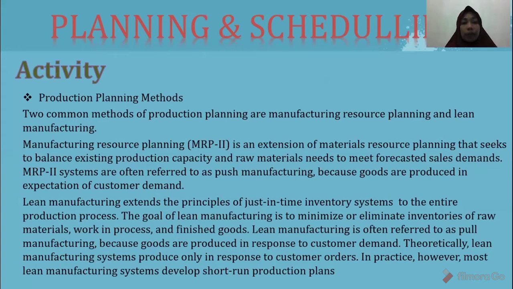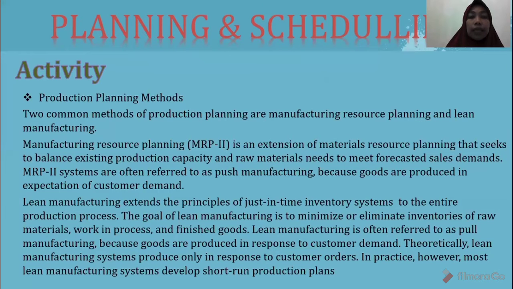Production planning methods. The common methods of production planning are manufacturing resource planning and lean manufacturing. Manufacturing resource planning is an extension of material resource planning that seeks to balance existing product capacity and raw material need to meet forecast sales demand. MRP systems are often referred to as push manufacturing because goods are produced in expectation of customer demand.